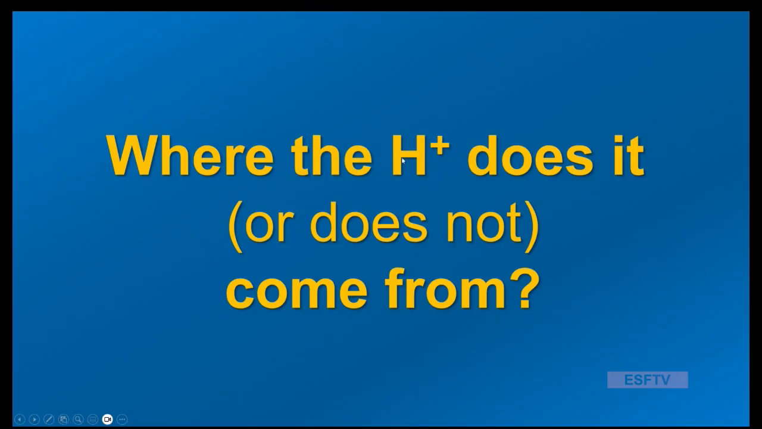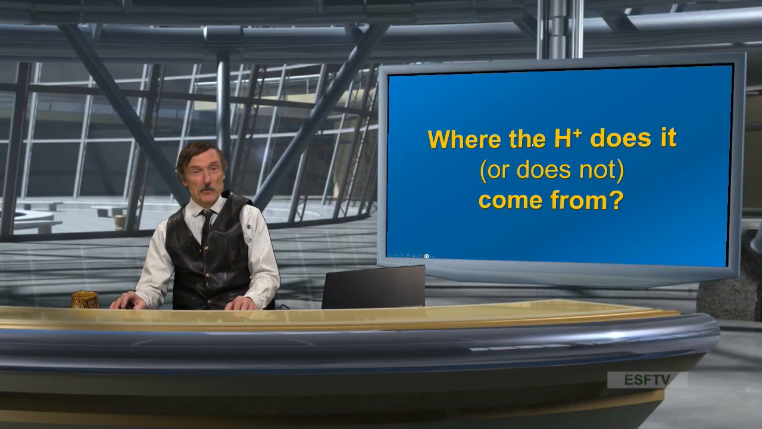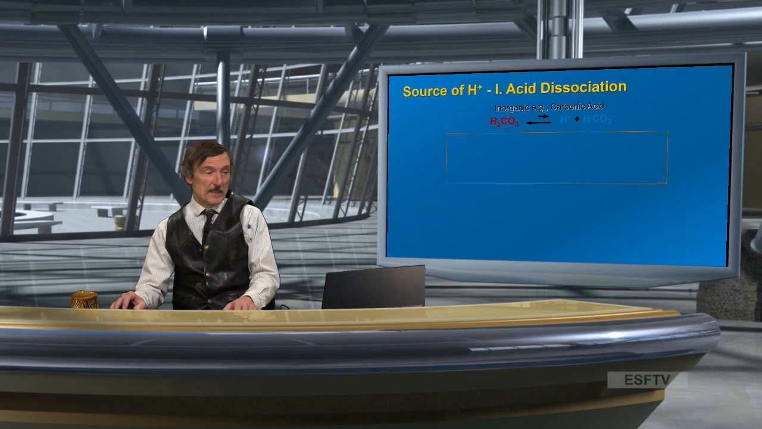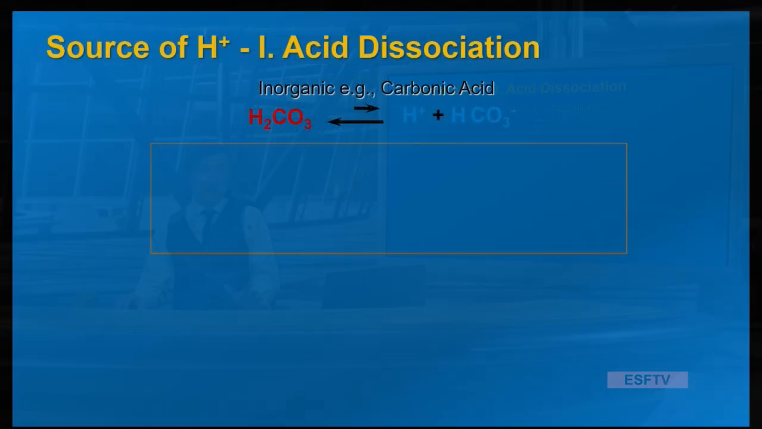The question is, where does the H+ come from? Or why is it in solution? What makes it available? That's part of understanding where these things are driven from when we measure pH. So let's think about the source of H+. H+ is from protonated acids.